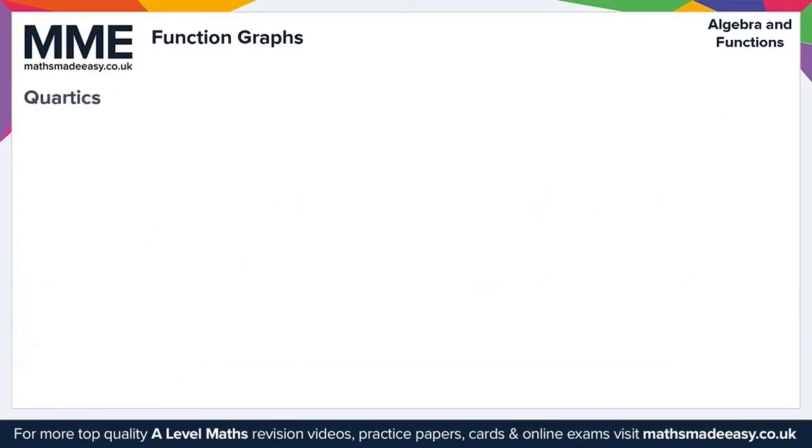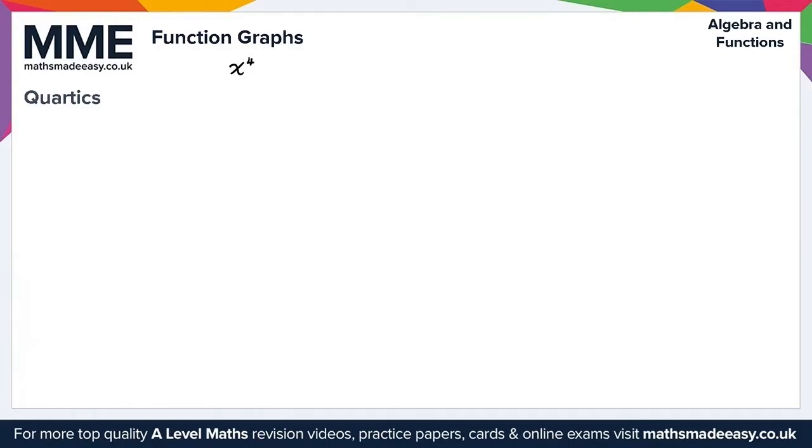Moving on now, let's take a look at quartics. So a quartic is a polynomial with an x to the power of 4 term. So we need something with an x to the 4 term as the highest power. Now to sketch a quartic, you will need to find where the curve crosses or touches the x-axis. The expression will usually be factorised, which makes it easier to find these values.